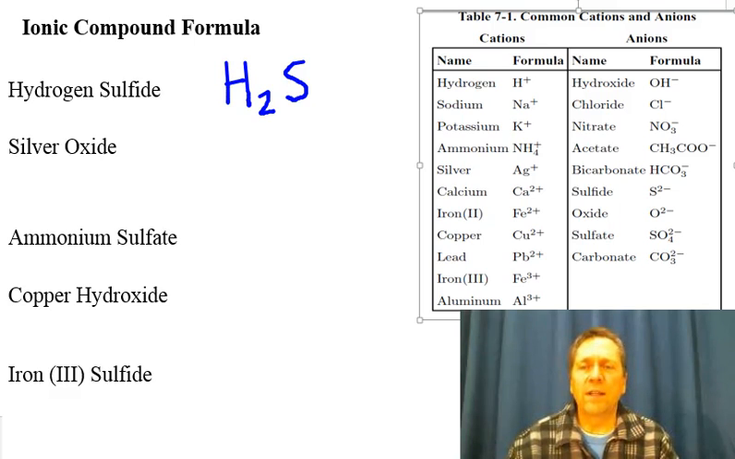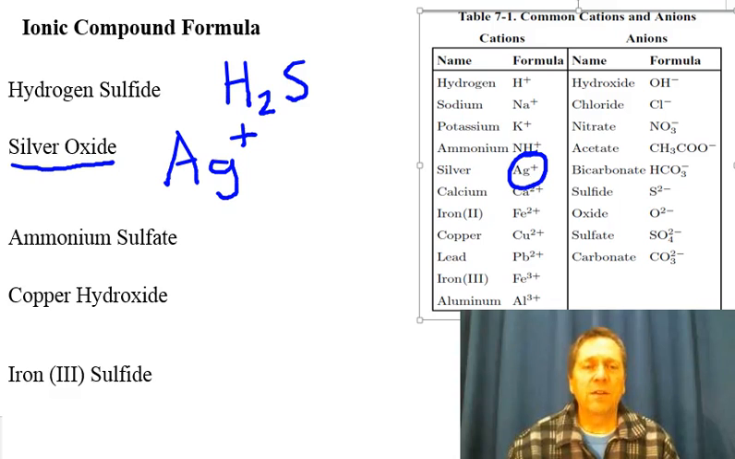Now the next one I want to look at is silver oxide. That one is pretty similar. I need to find silver on the list of cations or positive ions, and there's silver there, and that's got a single charge on it. Put that there. Just remember that's got a plus. Either remember it or write it in, it doesn't really matter. And I need to find the oxide ion. The oxide ion is over here. There it is. 2-.